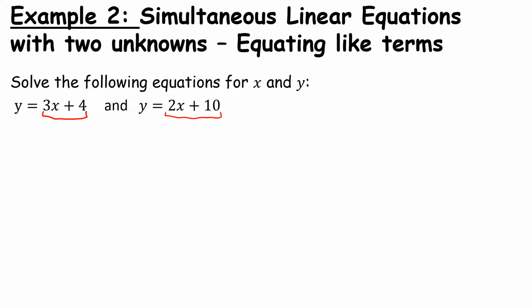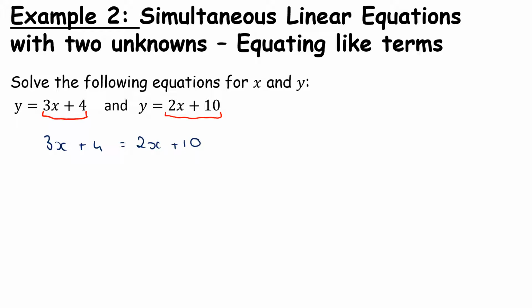So if y is equal to 3x plus 4 and y is also equal to 2x plus 10, by our logical reasoning, we could also say then that 3x plus 4 must be equal to 2x plus 10. So this is equating like terms. So we're equating the y's, the value for y from the first equation and the value for y in the second equation. So now we just need to work with this.